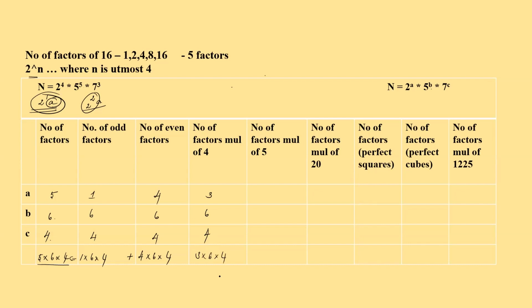Right. Now same way we'll have to go for the number of factors which are multiples of 5. So I'm just going to give you 30 seconds here. Please do that. Number of factors which are multiples of 5. Just 30 seconds you do that, and then we'll start the discussion.